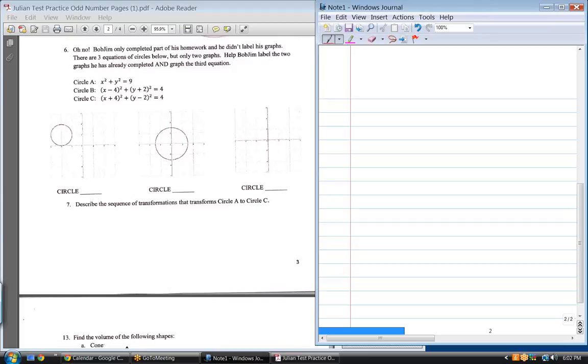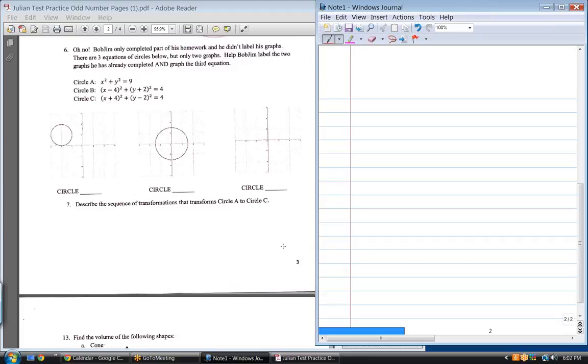So we left off on number 6. Do you remember where circle C was? It was the first one. Well, that was circle A. This was circle B. No, excuse me, this was circle C. And the question is: describe the transformation between circle A and circle C.